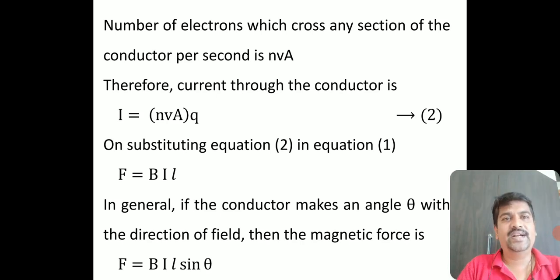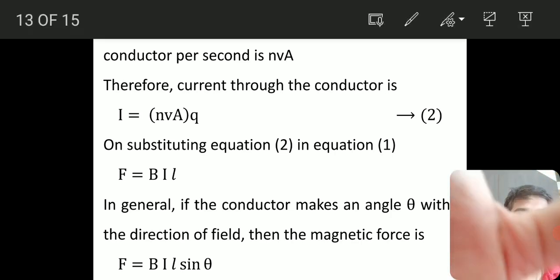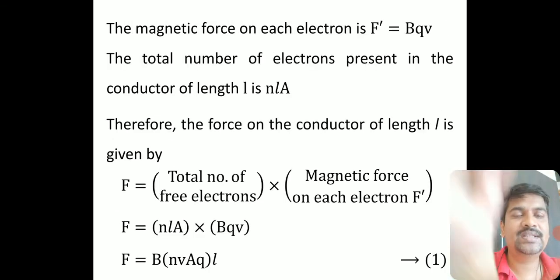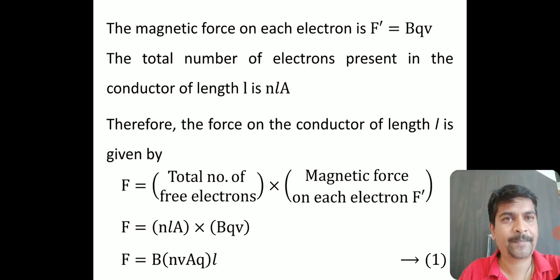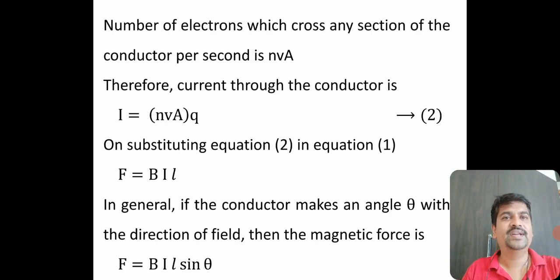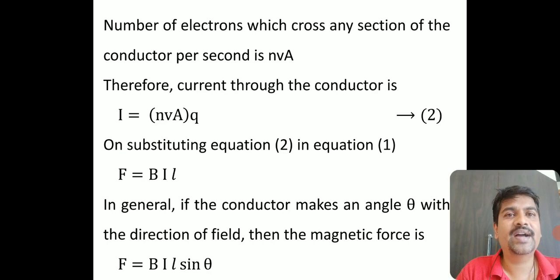Right, I got current as NVAQ. That is what I told you. Go back and see equation 1. Within the bracket I have written NVAQ because this NVAQ is the current. So instead of NVAQ I can substitute I in equation 1. Substituting this in equation 1, I got force as BIL.